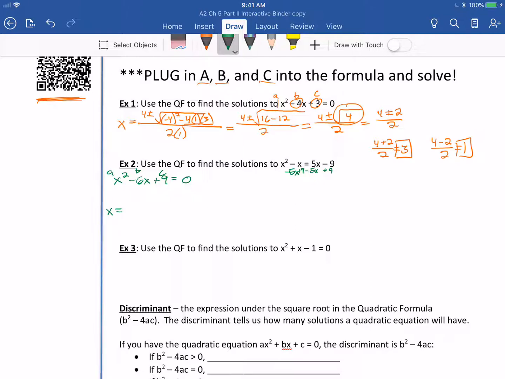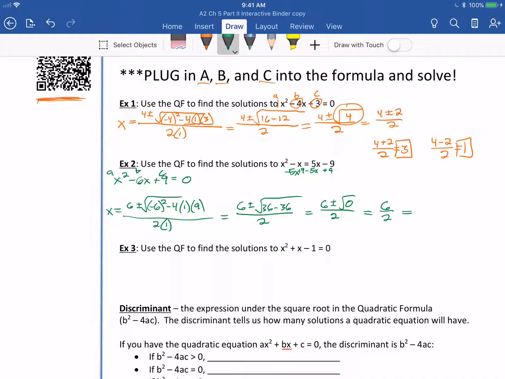So now I go x equals the opposite of b, which is going to be 6, plus or minus the square root of negative 6 squared minus 4, it's always 4, times my a, which is 1 again, and my c, which is 9, all over 2 times my a value, which is 1. So here we go. 6 plus or minus the square root of negative 6 squared is 36 minus 4 times 9 is 36, all over 2. Notice here that I have 6 plus or minus the square root of 0 over 2, so that's going to be just 6 over 2.